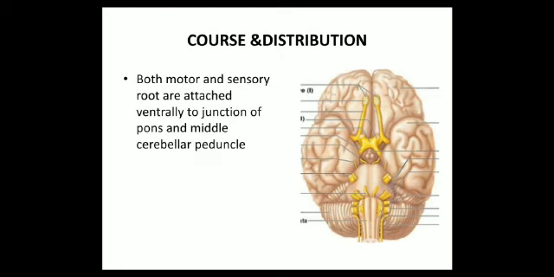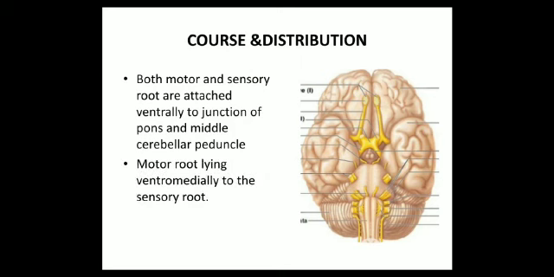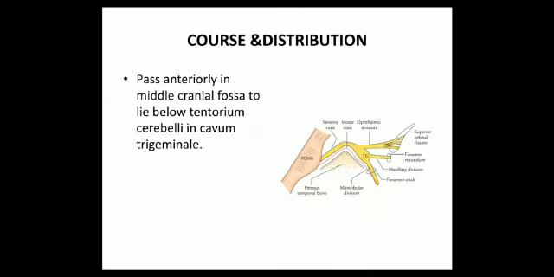The course and distribution. Both motor and sensory roots are attached ventrally to the junction of the pons and middle cerebellar peduncle. The motor root lies ventromedial to the sensory root. It passes anteriorly in the middle cranial fossa to lie below the tentorium cerebelli in the cavum trigeminale. The motor root lies inferior to the sensory root. So, here we can observe the sensory root, which is larger, lying above the motor root.